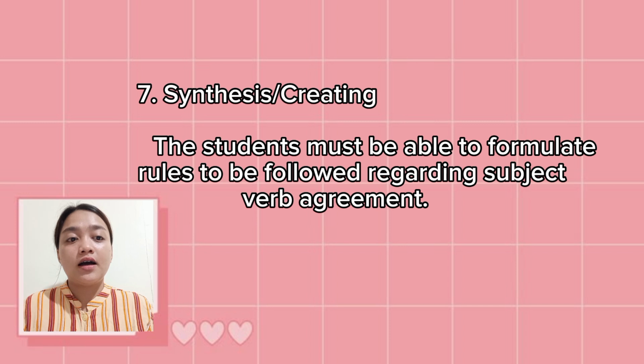So here, the students must be able to formulate rules to be followed regarding subject-verb agreement. So here in creating, the students will be able to create new sentences. So, since they already know what is subject, what is verb, and also a predicate, there is creating, they can now make their own sentences.